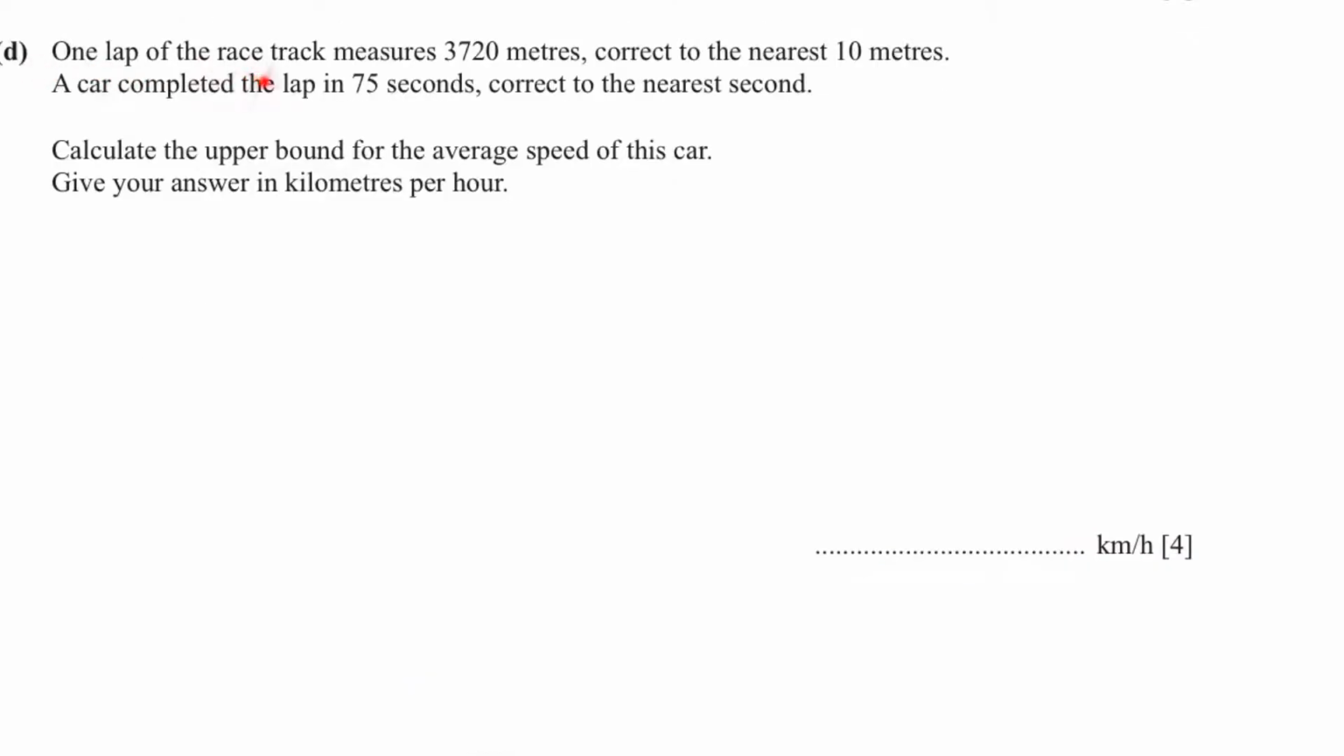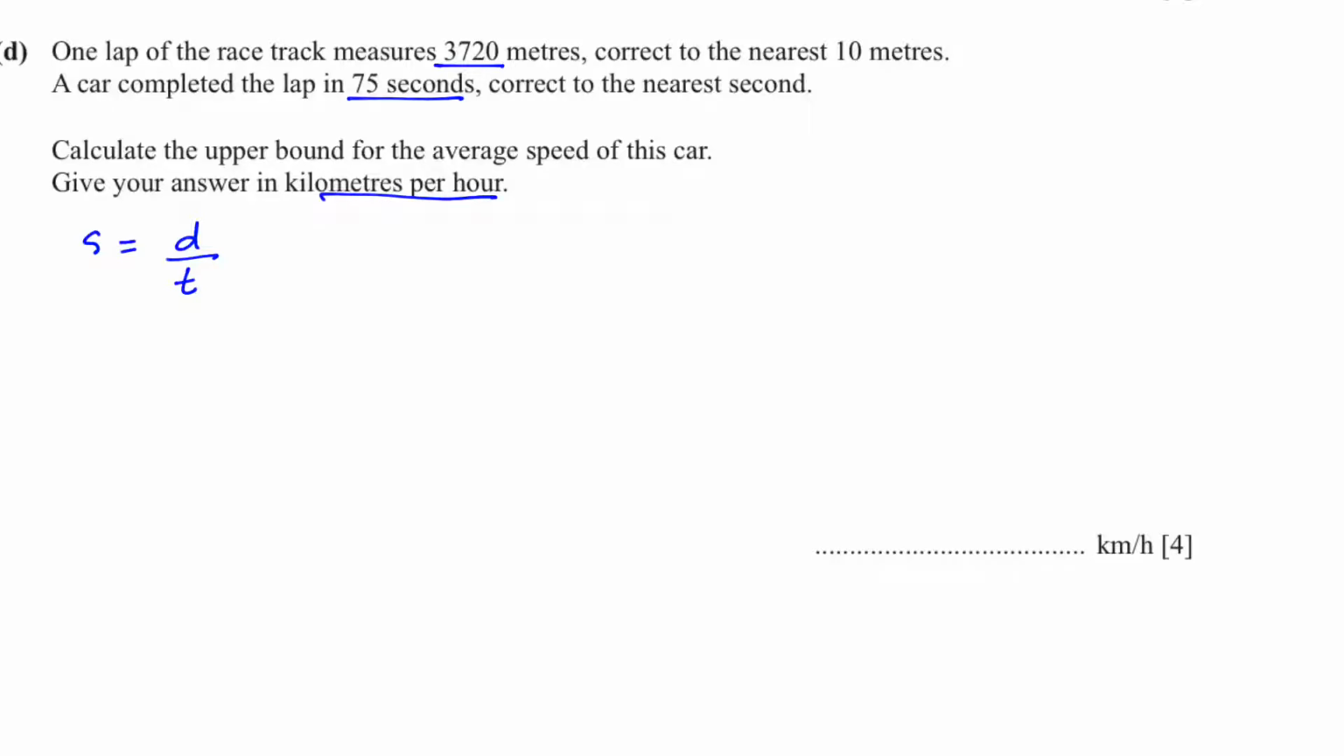D. One lap on the racetrack measures 3,720 meters, correct to the nearest 10 meters. A car completed the lap in 75 seconds, correct to the nearest second. Calculate the upper bound for the average speed of the car. Give your answer in kilometers per hour. So we have to find the upper bound of the speed. Speed is equal to distance over time taken. Distance is 3,720 meters and time is 75 seconds. And we have to change it to kilometers per hour.